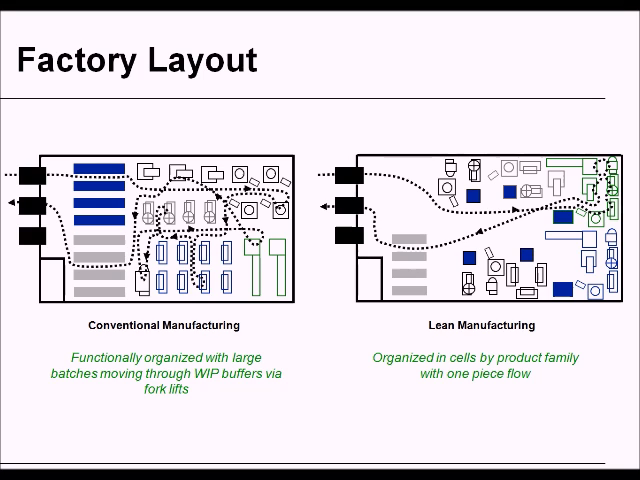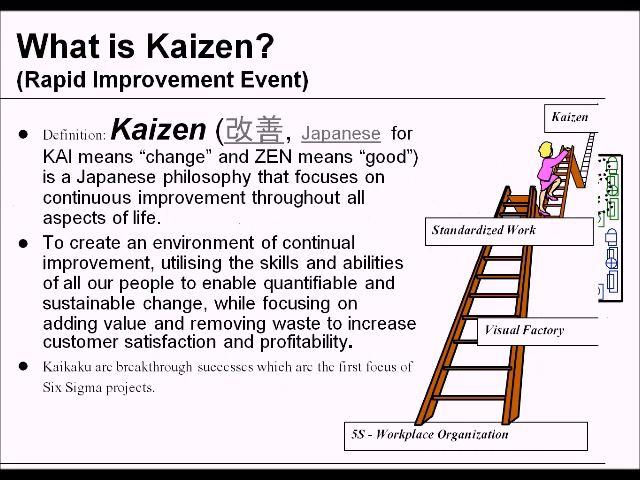One of the easiest tools you can use is this factory layout. A lot of times it's called a standard work chart or spaghetti chart. It's all part of the standard work tools. A lot of times you'll use this in a Kaizen or rapid improvement event.